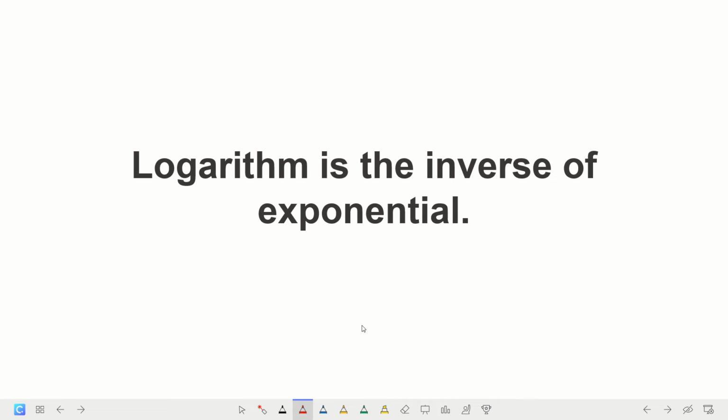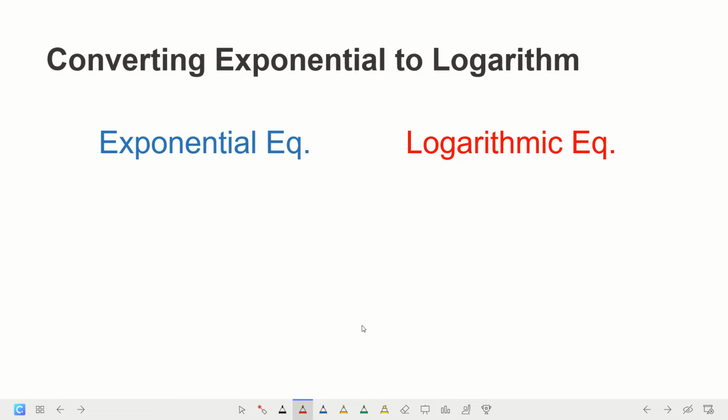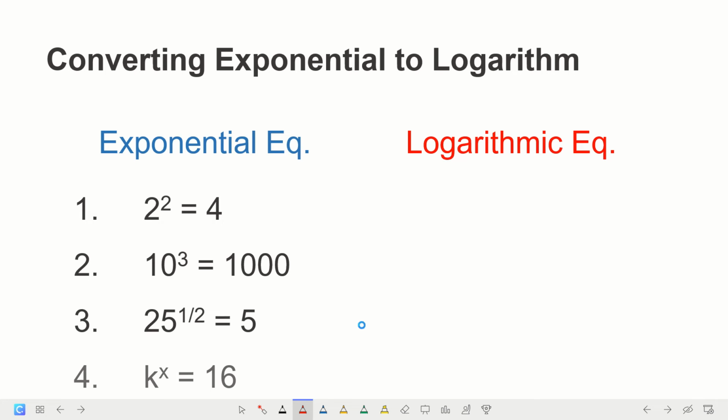Logarithm is the inverse of exponential. Therefore, we can convert exponential to logarithmic equations and convert logarithmic equations back to exponential equations. So let us have the following examples. I have here 4 examples for converting exponential to logarithmic equation.